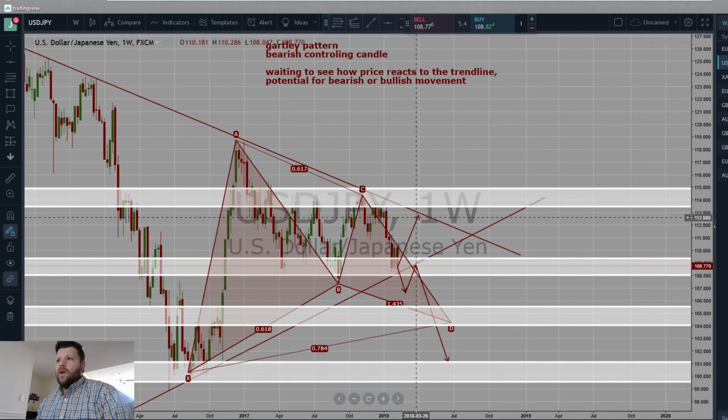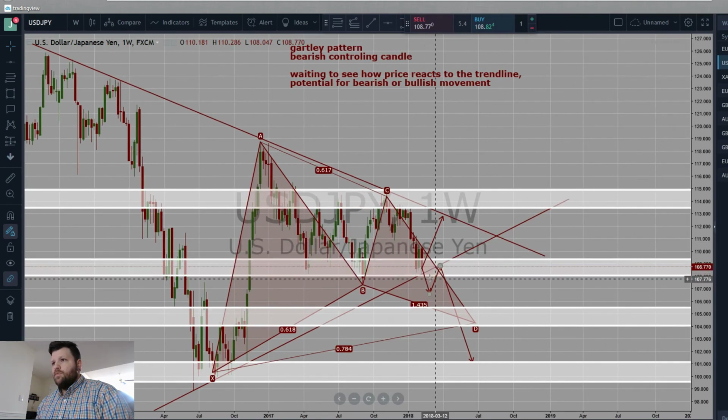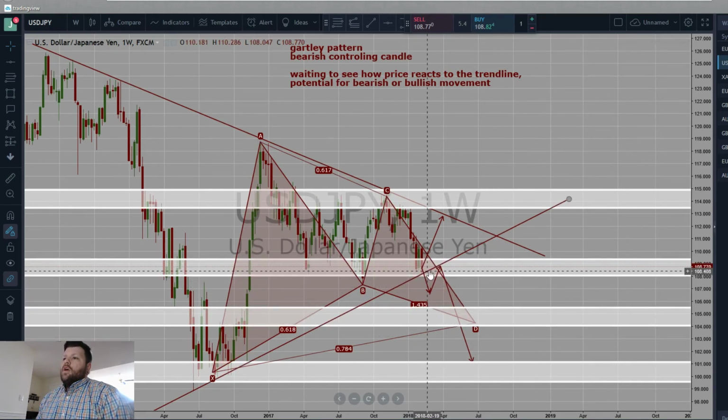However, as we approach the corner of this wedge, we could see a break in either direction, so just be reactive, right? I'm not predicting one way or the other. We could see bullish or bearish momentum this week. If we do see bearish, I do expect it to break this trend line and retest this trend line and zone drawn before it continues down to complete the Gartley. However, it could just as easily reject off of this trend line and this zone and continue upward to retest or break this trend line or zone drawn above.